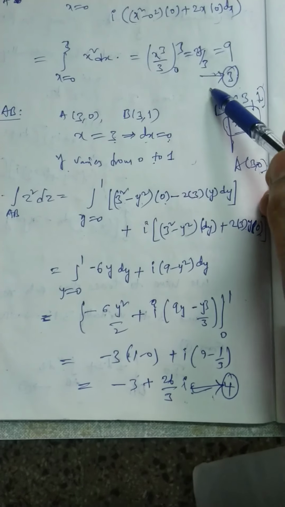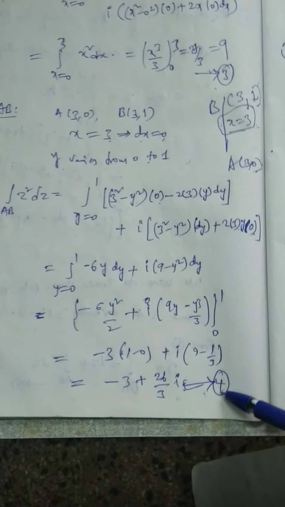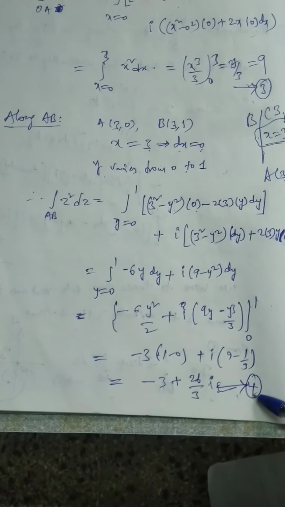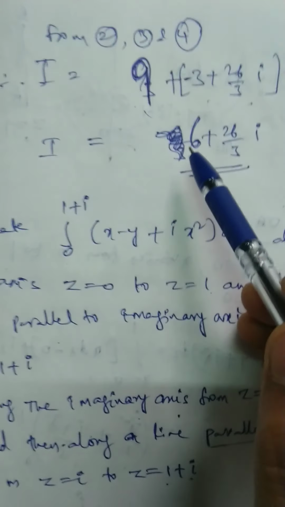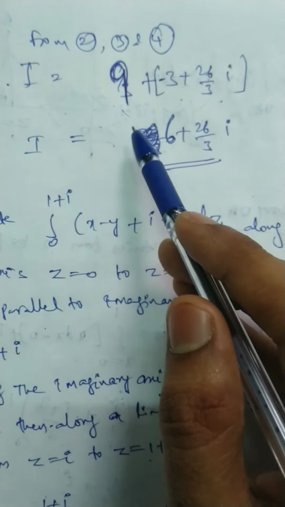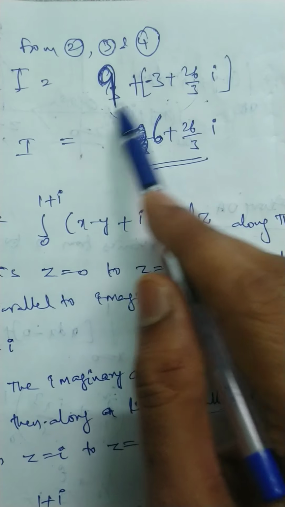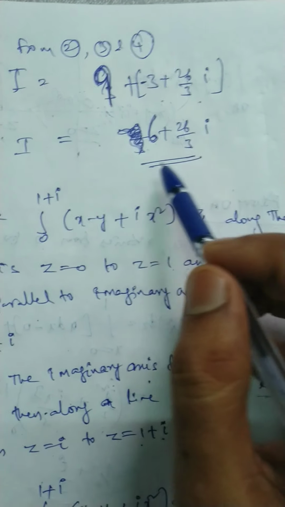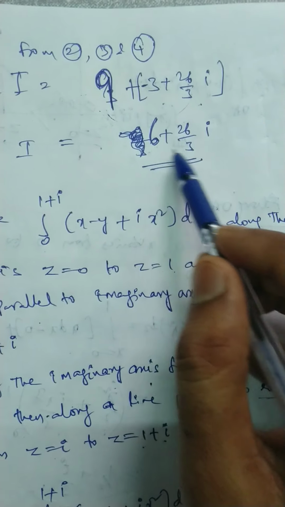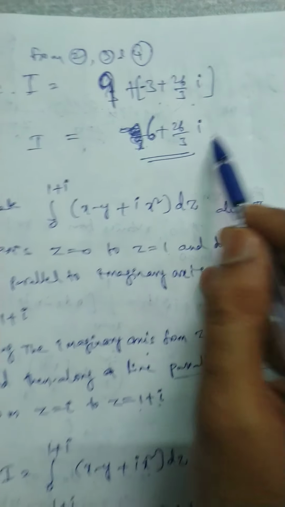So from equation 3 and equation 4, the value of the given integral is written as I equals 9 along OA plus along AB, minus 3 plus 26 by 3 i. Simplifying this we get 6 plus 26 by 3 i.